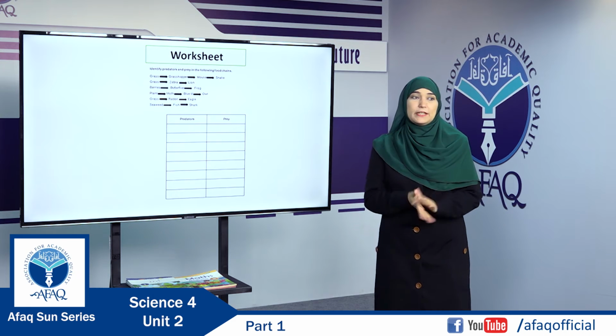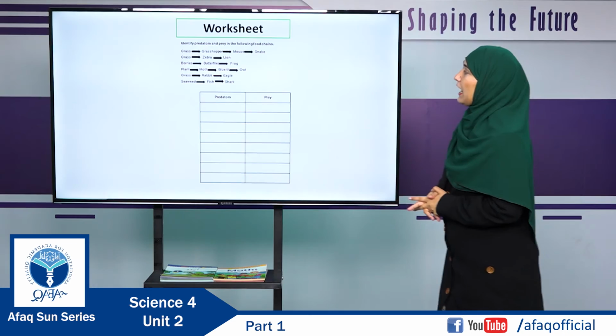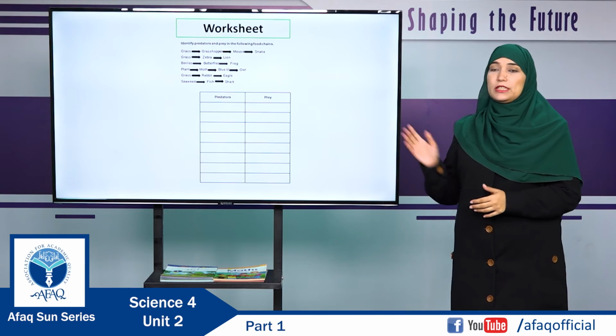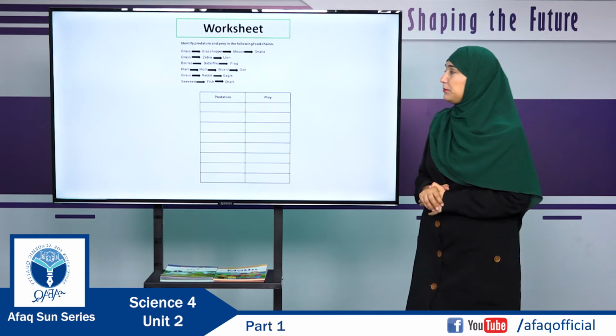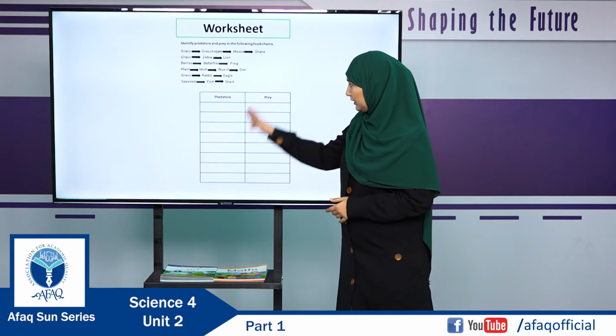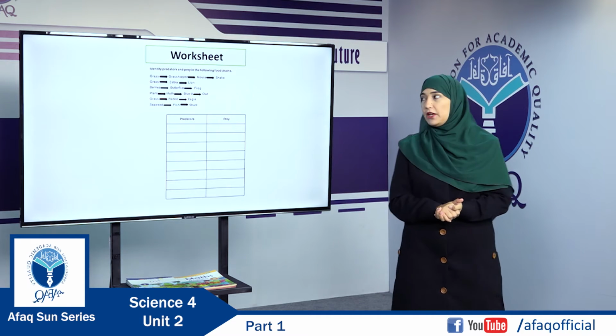Now a worksheet is given with the DLP about this concept. Identify predators and prey in the following food chains. Here some food chains are shown in this worksheet. You have to identify the predators and prey in these food chains and write them in these columns. So solve this worksheet and show it to your teachers and parents.